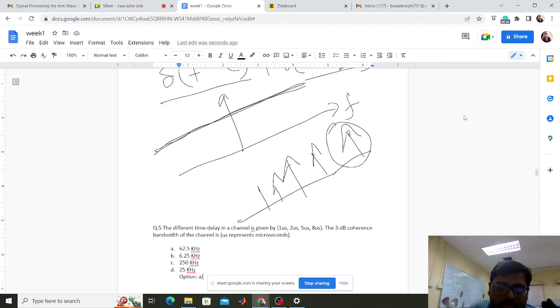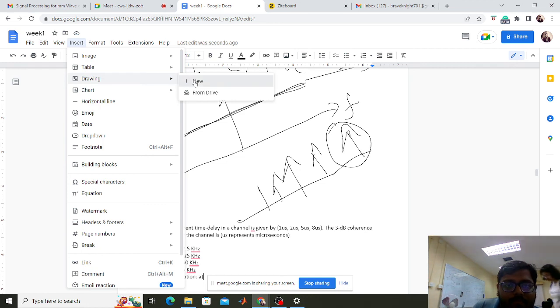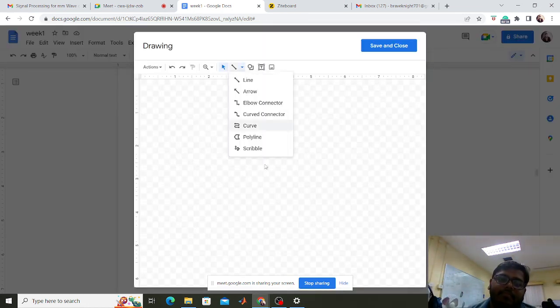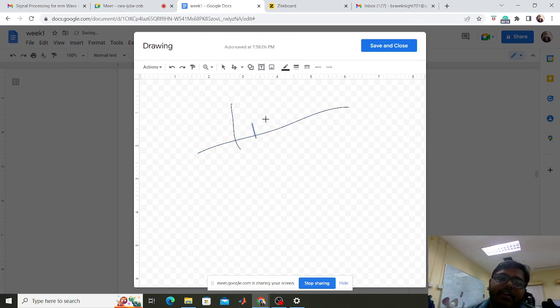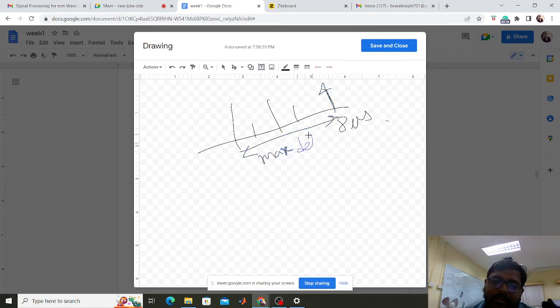Sir, why have you taken 8 microseconds? Because, you see, what we should consider here is the maximum. Here is one tap, second tap, third tap, and this is it. But this is 8 microseconds, so I have to take this 8 microseconds into consideration also. This is the maximum delay that can happen from the transmitter side to the receiver side: 8 microseconds.